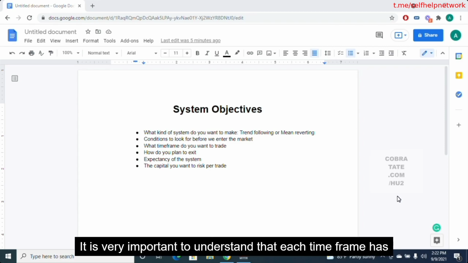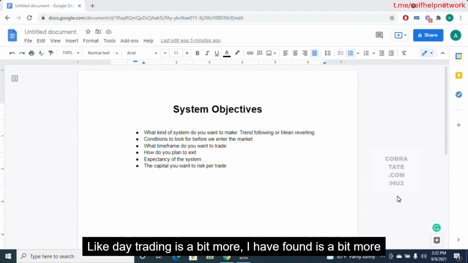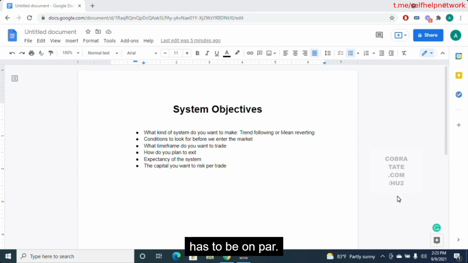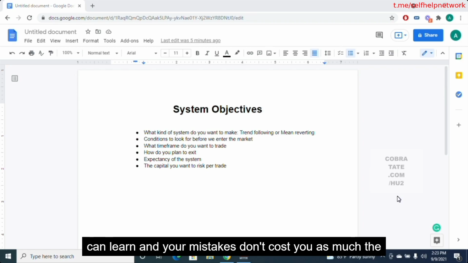It is very important to understand that each time frame has different mechanics. Day trading, I have found, is a bit more stressful. You can make quick profits, but you can also lose quickly. It's highly volatile, so your risk management has to be on point. While if you're taking a bigger time frame, it's better for beginners because you can learn and your mistakes don't cost you as much.